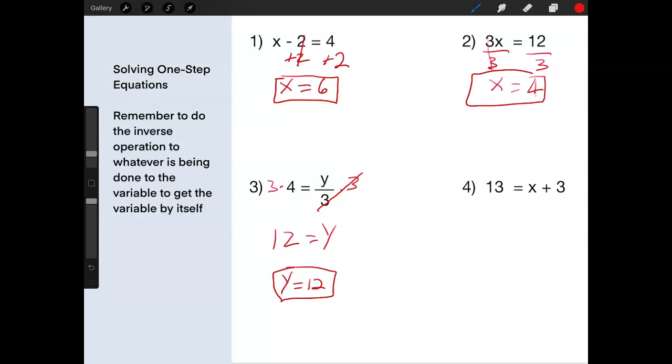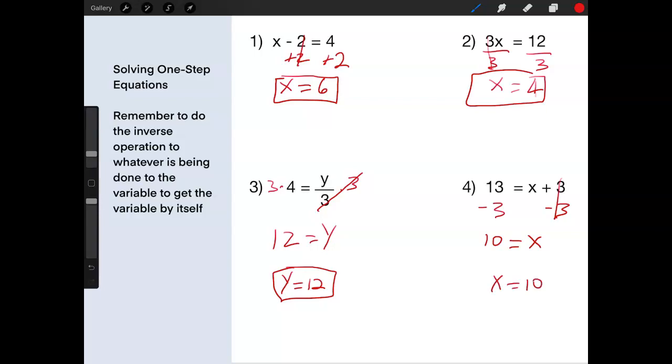Example 4, 13 equals x plus 3. The inverse or opposite of adding 3 is subtracting 3. So we're going to subtract 3 from both sides. And this cancels. 13 minus 3 is 10. And we have x equals 10. Substitute it back in. 10 plus 3 does equal 13.